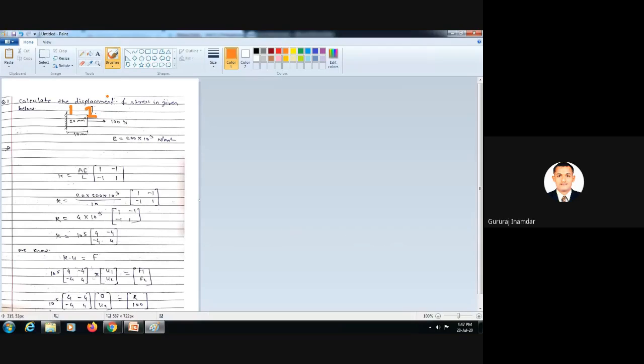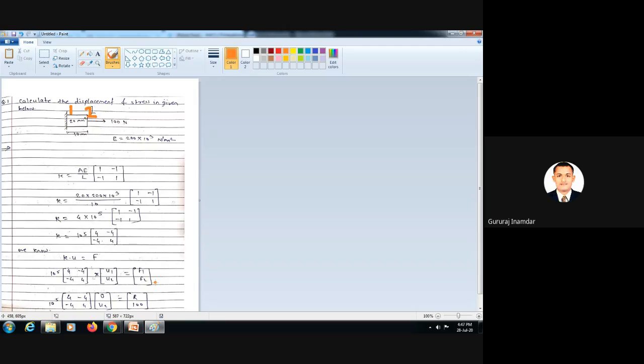See here, 1 is nothing but the node number 1, which is fixed. Now see here at the end of this image: 10 raised to minus 5 into the matrix 4, minus 4, minus 4, 4, into U1, U2 is equal to F1, F2. Why have we taken U? Because two nodes are there. If we get a problem with 3 nodes, then you can add U3 also, F3 also.